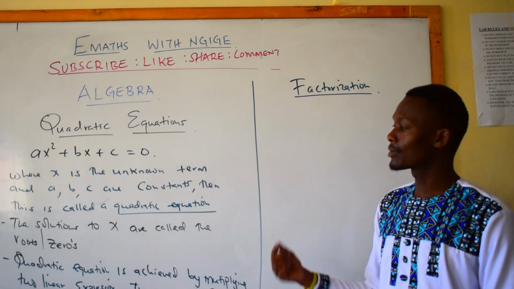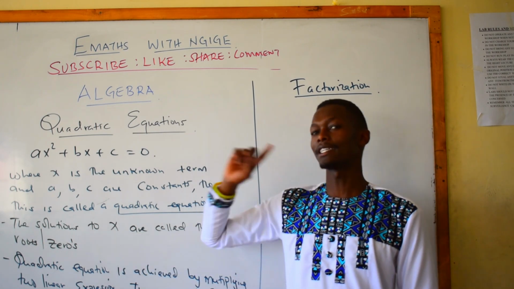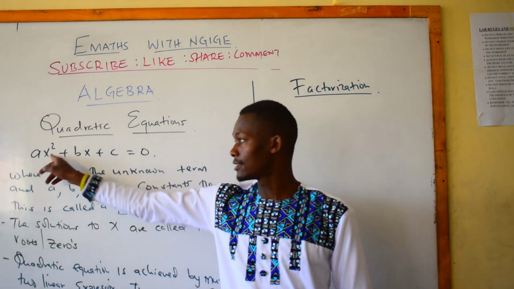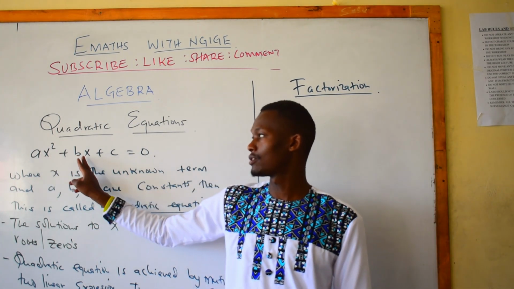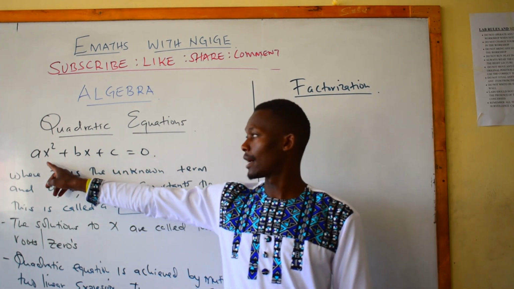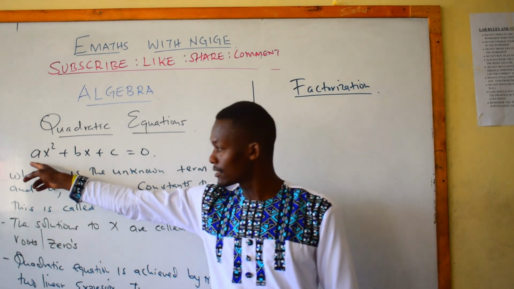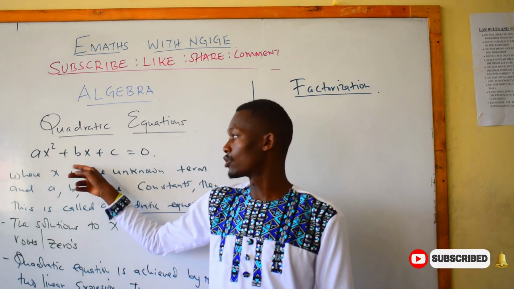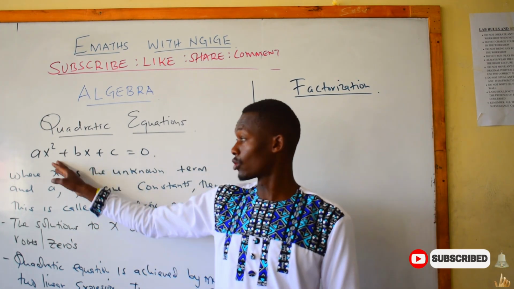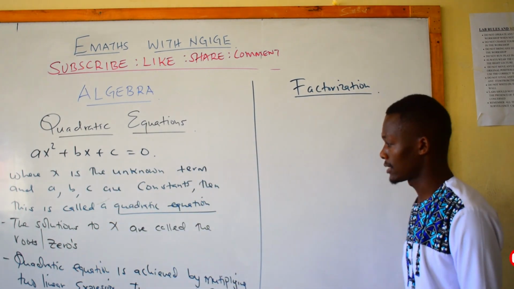That is, we're going to get the values of x which satisfy this particular equation. So when you say which value of x will you put here, and which value of x will you put here and here, so that this equation gives us a 0. So what values of x are we going to put here for you to get a 0? So those are what we call the roots.